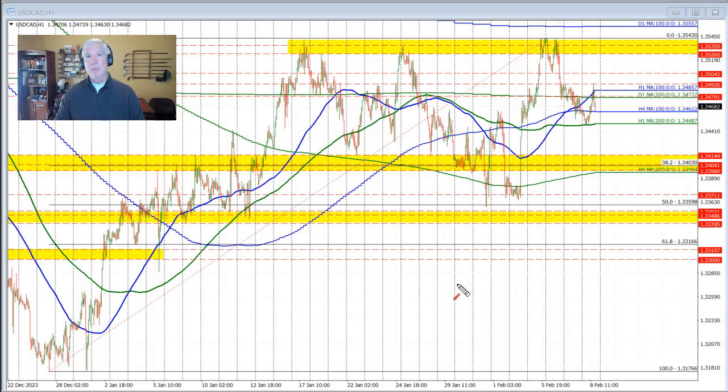So we're in between this cluster of moving averages, including the 200-hour moving average, the 100-bar moving average on the 4-hour chart, the 200-day moving average, and the 100-hour moving average on the top side. I would say that the 200-day moving average of all those is probably the most important, as long as the price can remain below it.